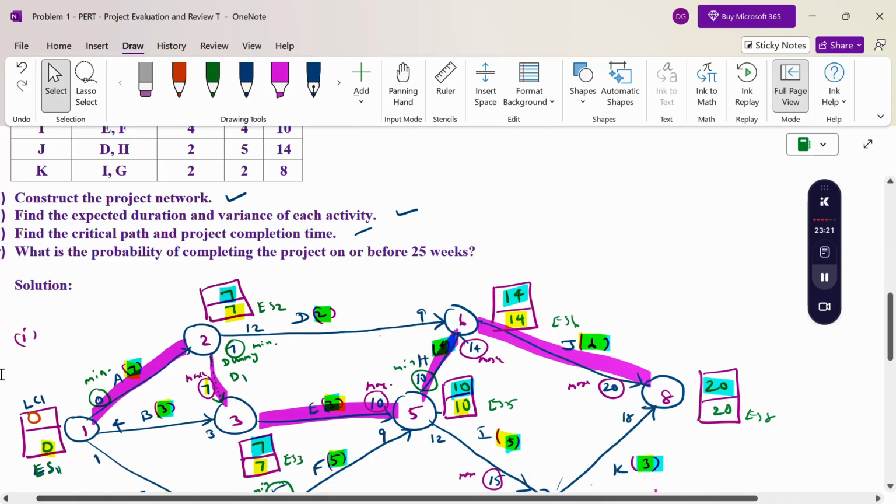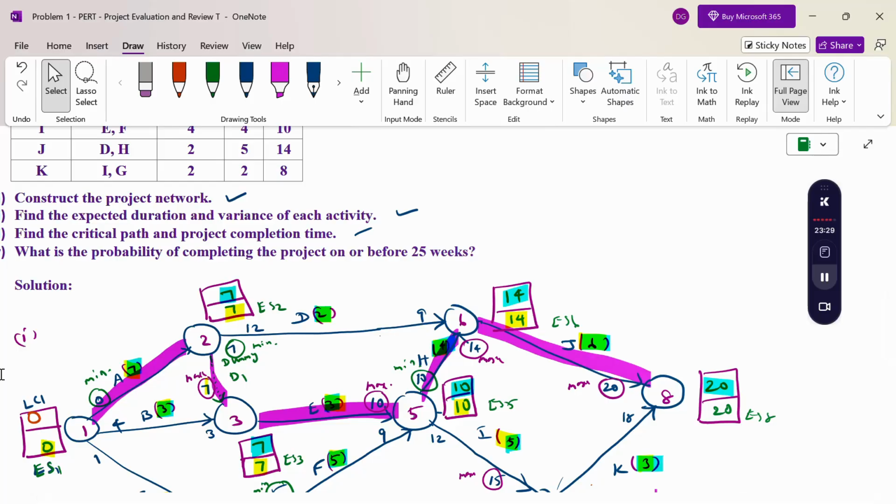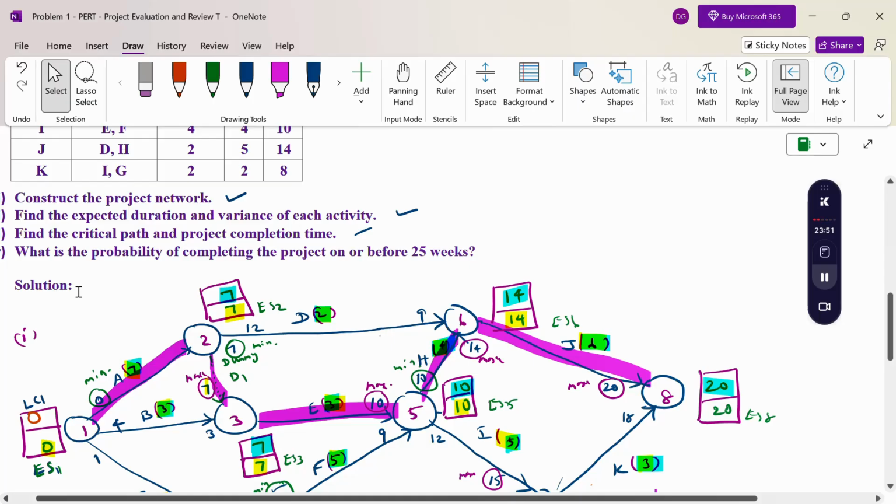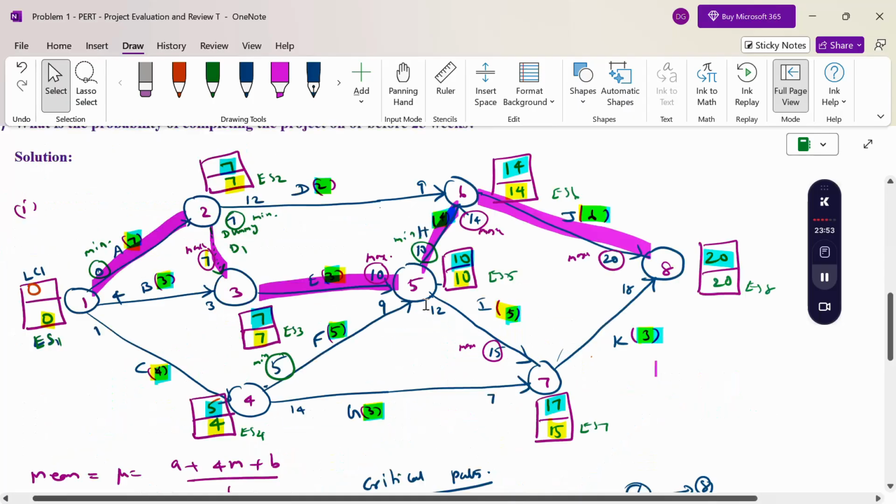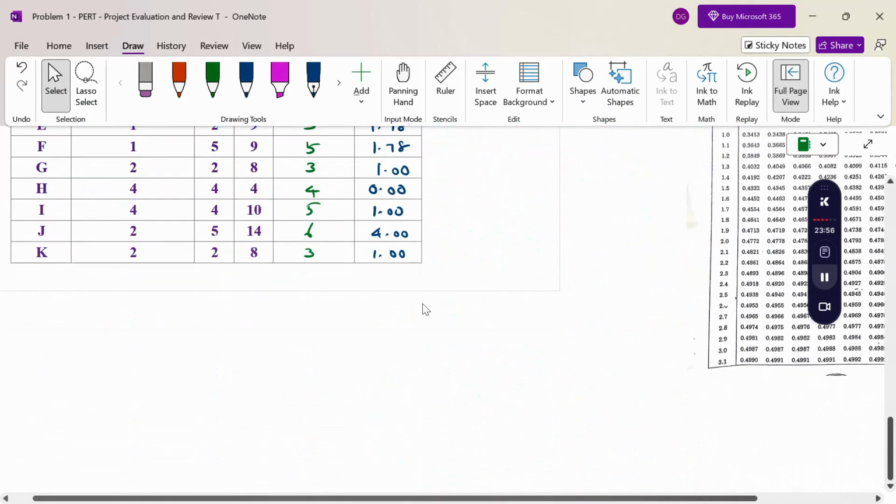Now finally, suppose any construction, just consider a house given to a construction person, an engineer. So they construct your building. Suppose you are planning to celebrate a function, so you request the engineer to complete this house on or before some particular duration. So the question is, what is the probability of completing the project on or before 25 weeks?